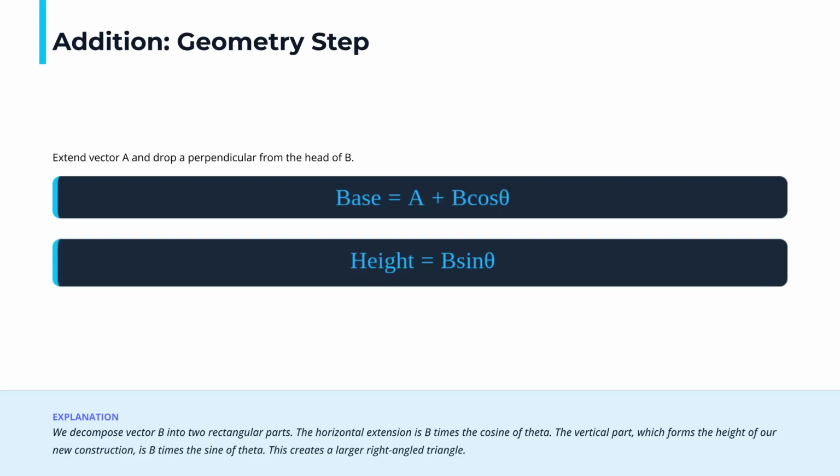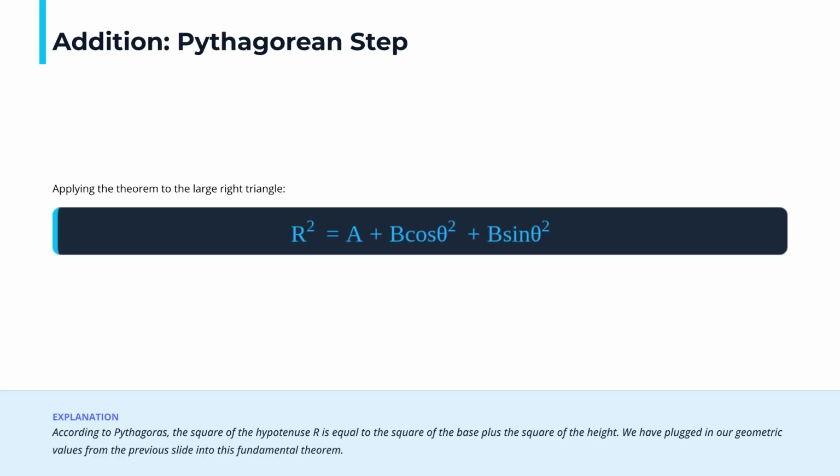To proceed, we extend vector a and drop a perpendicular from vector b. This decomposes vector b. The base of the larger right triangle is a plus b cosine theta, and the height is b sine theta. We apply the Pythagorean theorem to the large right triangle.